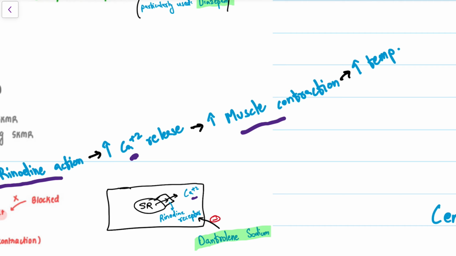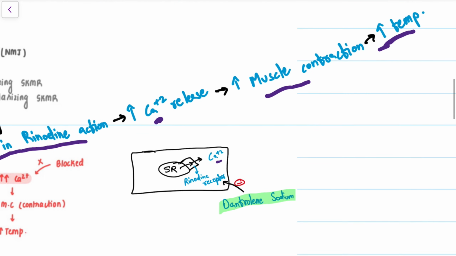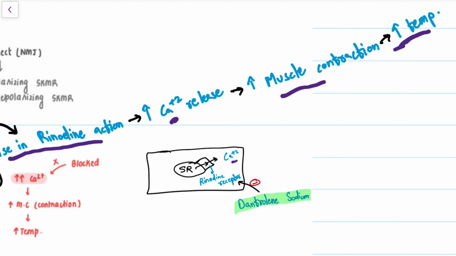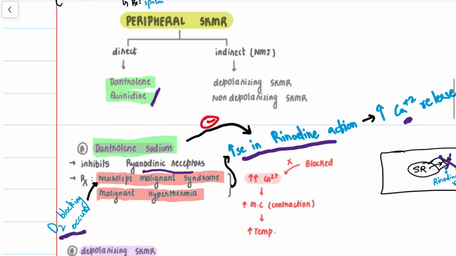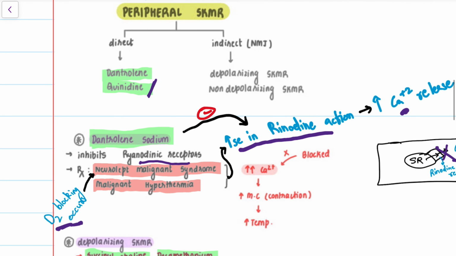And whenever we feel cold, right, what do we do? We rub our hands, and we try to do some exercise to raise our body temperature. So that is actually happening because muscle contractions in turn produce heat. So what dantrolene, otherwise commonly known as dantrolene sodium, does is it goes and inhibits the ryanodine receptors, thereby blocking the calcium from coming out of the sarcoplasmic reticulum, thereby stopping muscle contraction. Right, so this is directly acting.